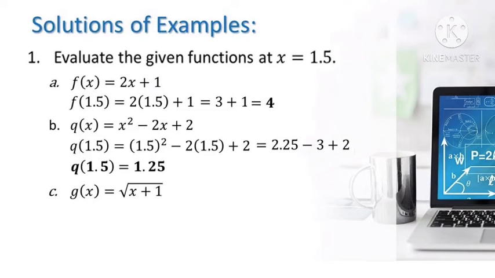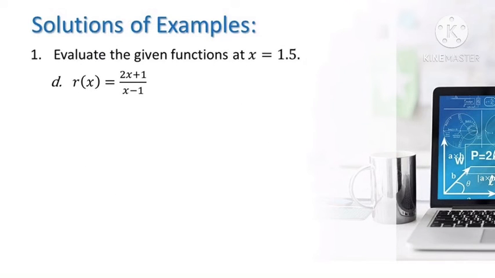And now, for the next function, which is g of x is equal to the square root of x plus 1. Evaluating such function means that x both sides of the equation has to be replaced with 1.5. Thus, the function became g of 1.5 is equal to the square root of 1.5 plus 1. Thus, g of x, which is equal to g of 1.5, is equal to the square root of 2.5.